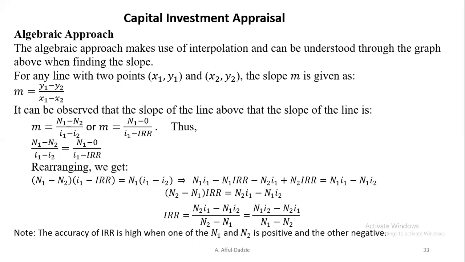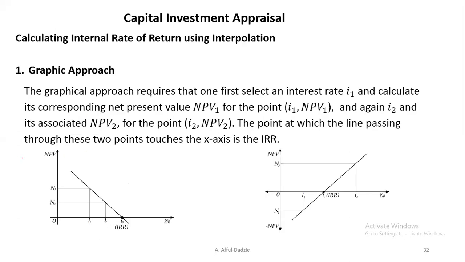Okay, bear in mind that there's an x-axis and a y-axis. It means that there will be y coordinates and x coordinates. Now, in this case, the y coordinates are the NPVs, and the x coordinates are the interest rates. So NPV1 against interest rate 1, NPV2 against interest rate 2. You can see this as y2, this will be y1, then this will be x1 and this will be x2. That's a similar concept, because it's a straight line.